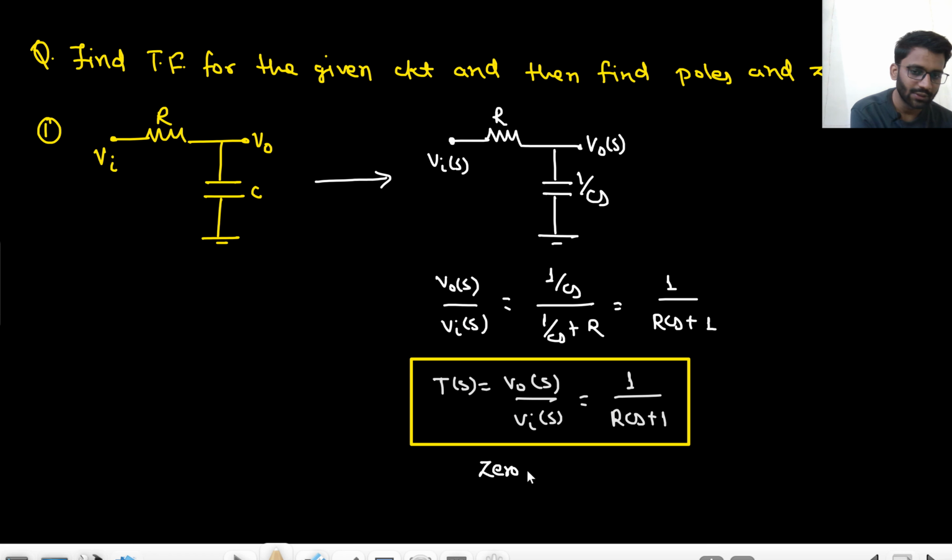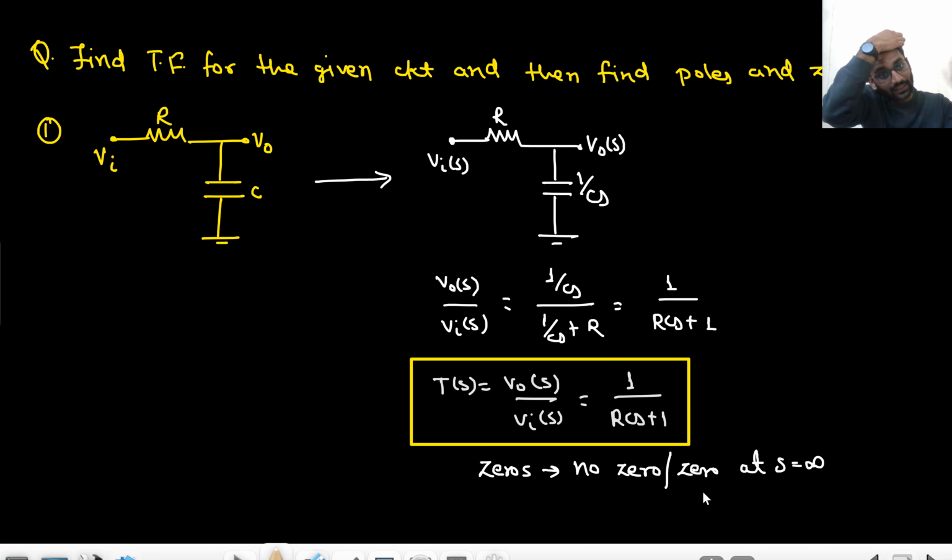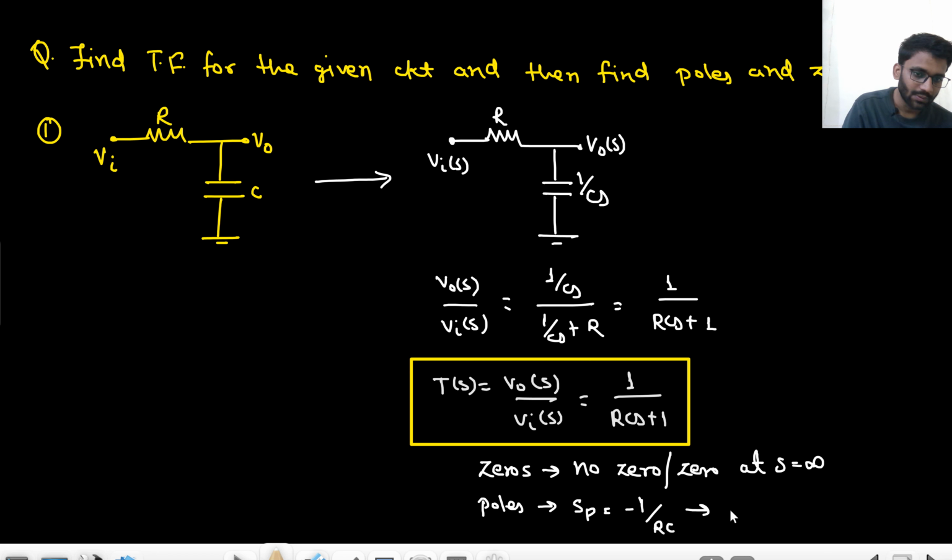So what is the zero here? No zero. Or we can say zero at infinity. Zero at S equals to infinity. What do I mean here? When there is no zero, that means you will say that there is a zero that is at infinity. And where is the pole? Pole is at, S of pole is at minus 1 by RC. So this is one pole and no zero.